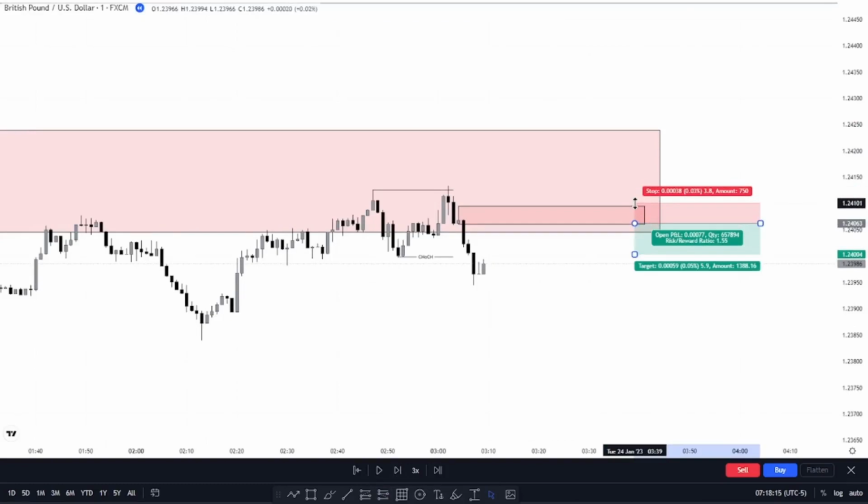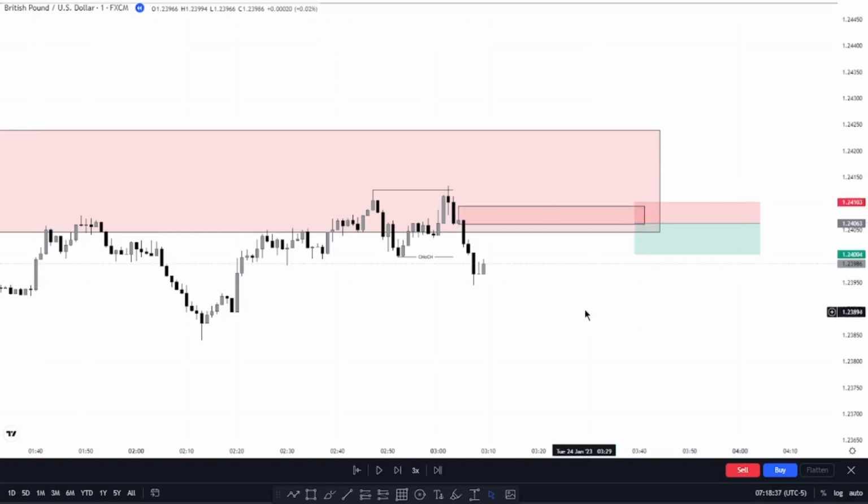Remember, give your setup, give your stop loss a buffer. Don't just put it tight, because sometimes price can wick above it and then go your way, and would have taken you out. So give a buffer to your point of interest. As you can see, I've given a buffer to my point of interest.